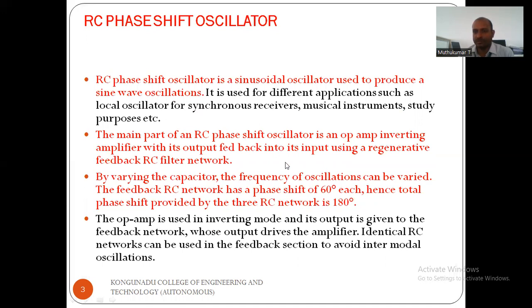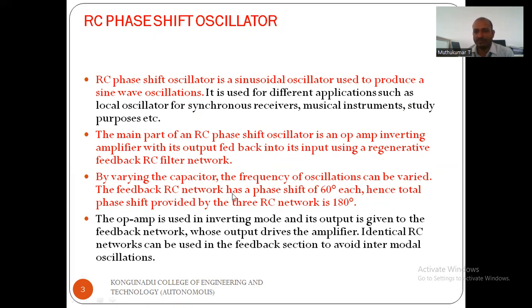The main part of the RC phase shift oscillator is an op-amp inverting amplifier, with its output fed back to its input using a regenerative feedback RC filter network. So two important parts are there: one is the operational amplifier in inverting mode, and the other is the regenerative feedback RC filter network. The combination of RC filters produces a phase shift of 180 degrees. By varying the capacitance value in the RC network, the frequency of oscillation can be varied.